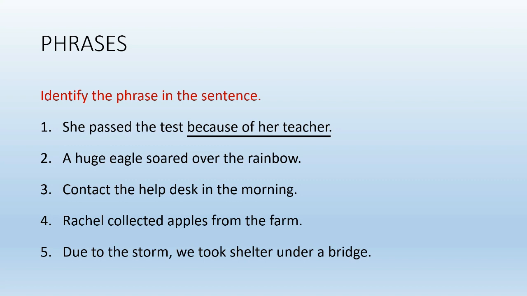A huge eagle soared over the rainbow. Here in the first part of the sentence already there is a huge eagle, the subject, and the verb. So what is the phrase over there? Over the rainbow.